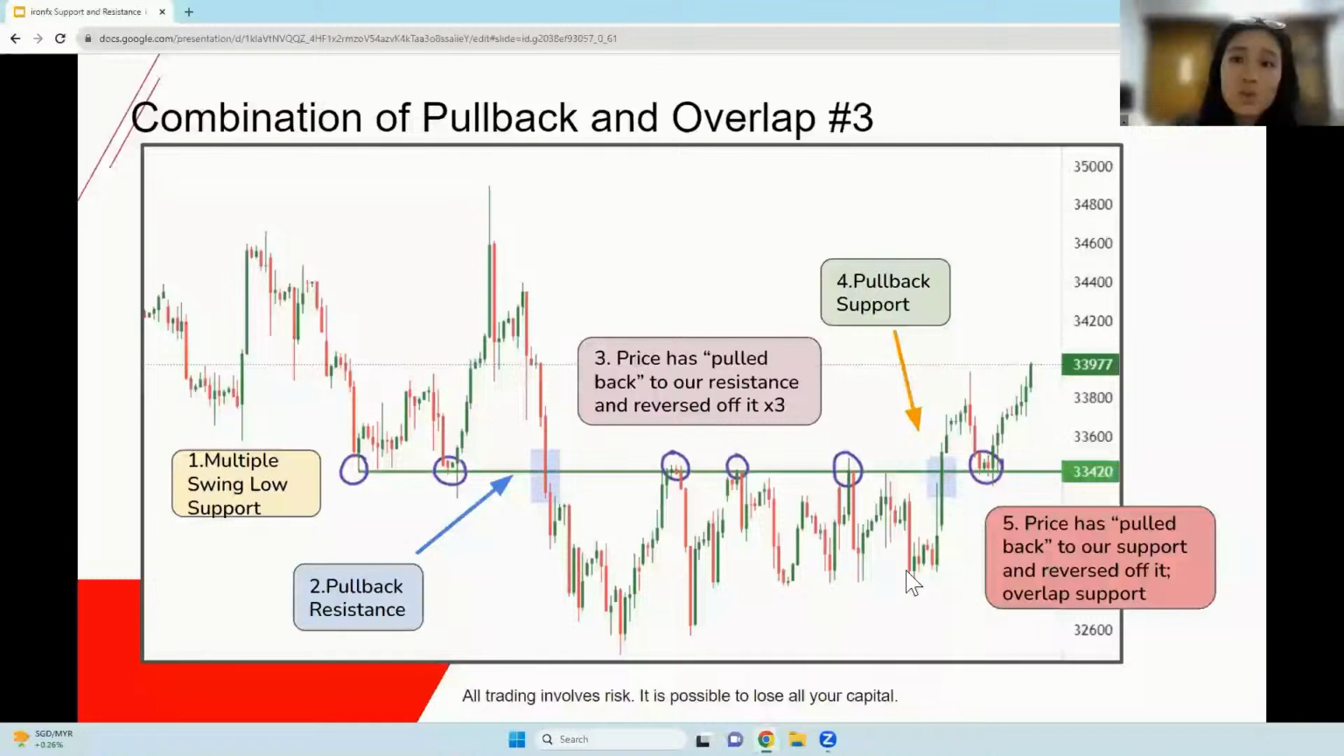Okay, so once price breaks out of this overlap resistance, it then becomes a pullback support once again. So every time it crosses the level, it basically switches from a support to a resistance or from a resistance to a support. Okay, and then point five, lastly, price has pulled back to our support and reversed off of it. So this level at the 33420, you can tell that it's a very significant level because price is continually retesting it.